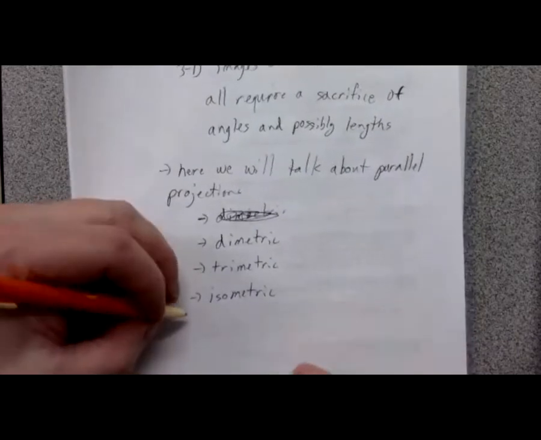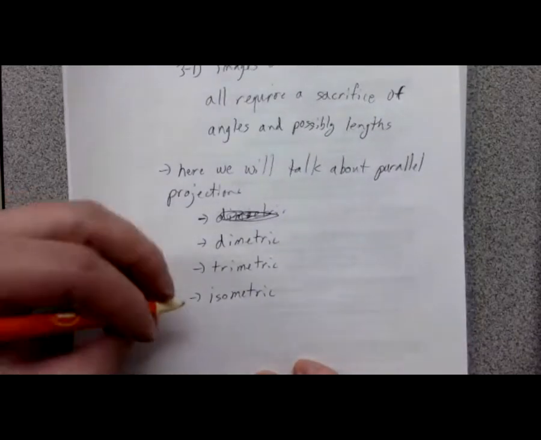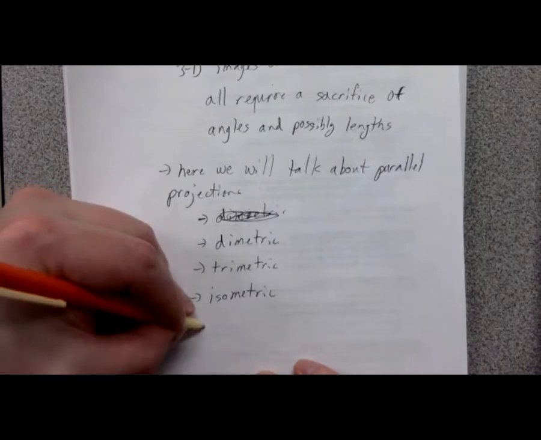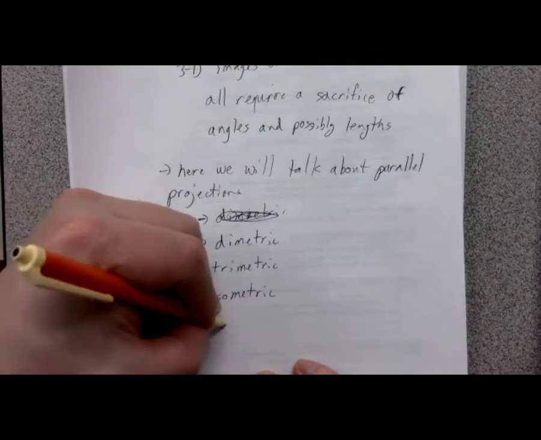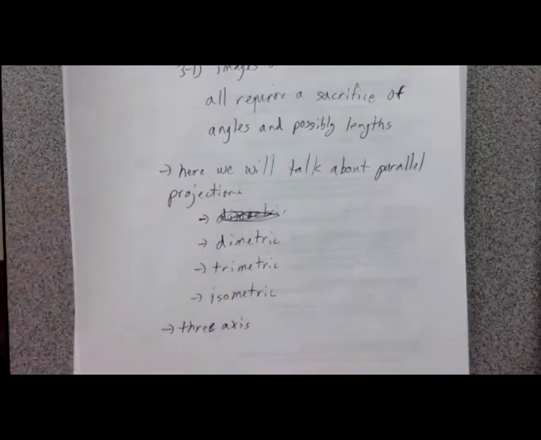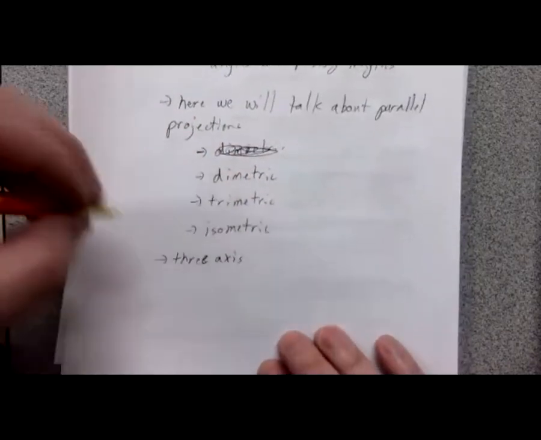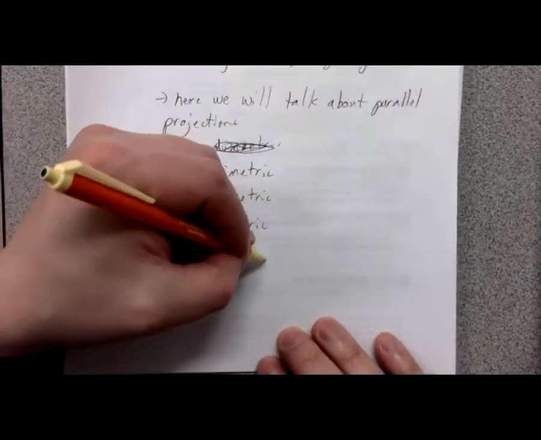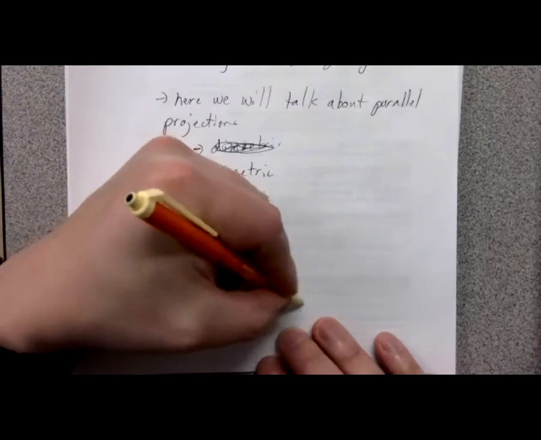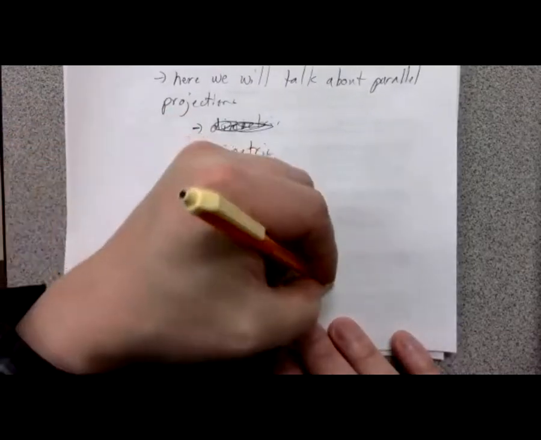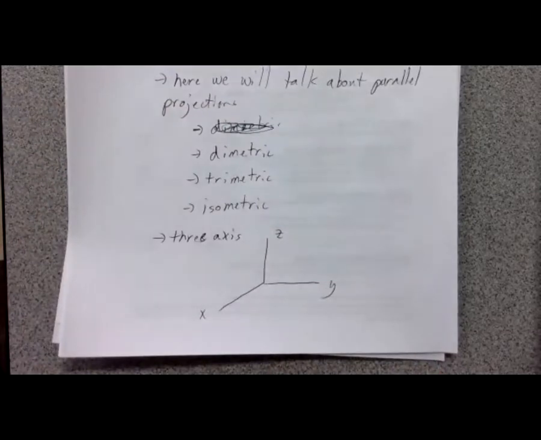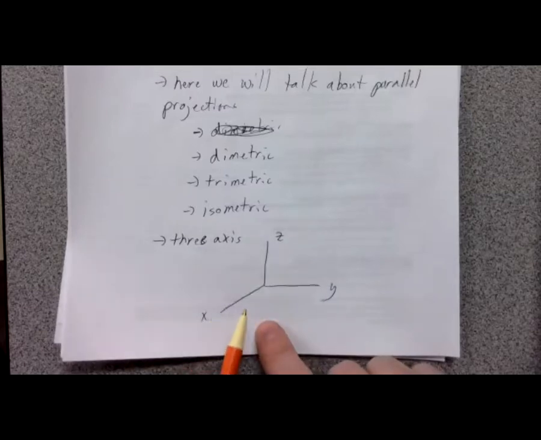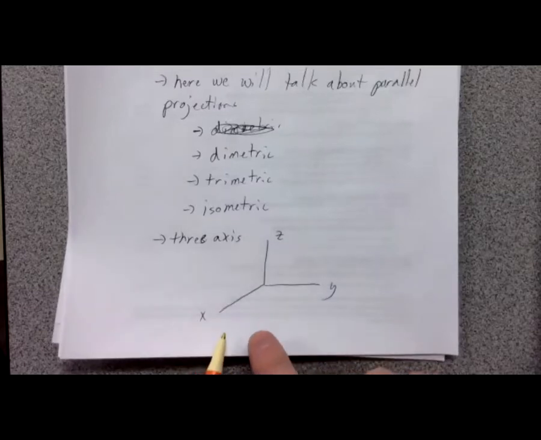Okay, so here's what you have. You have three axes. A lot of times I'm going to refer to them as X, Y, and Z, and that's how I will often draw them. This is an example of roughly a dimetric. We'll talk about that in a second. So X, Y, and Z is good.